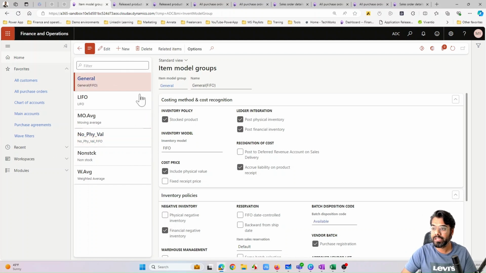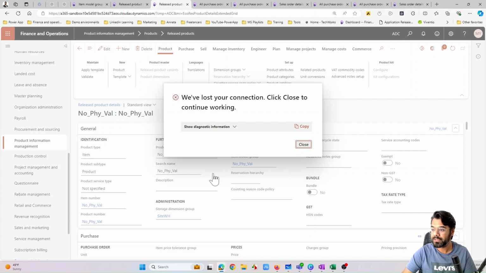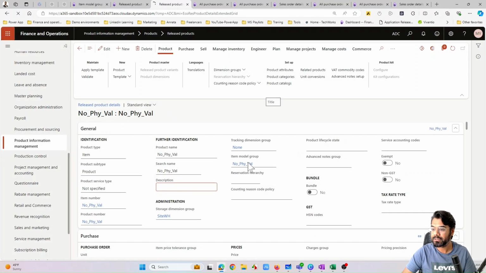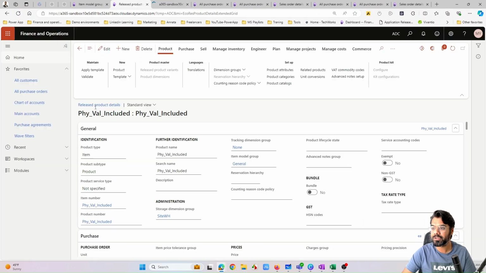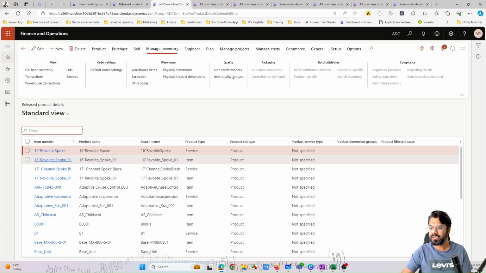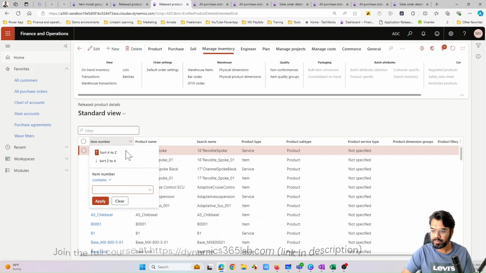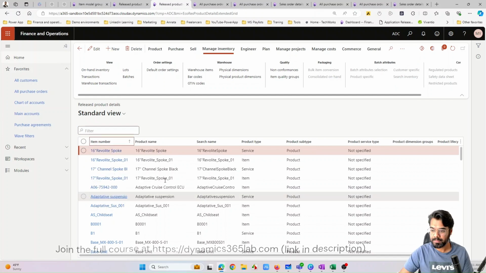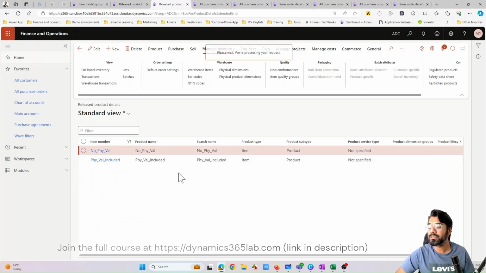So I have already created an item with the physical value included, using the item model group general, and I have created another item which is no physical value, with the item model group that does not have the physical value checkbox enabled. So there are two items. Remember, one is physical value included, and another is no physical value included. I believe it's getting refreshed. Let me go back to that item quickly. So that's the no physical value checkbox enabled item.